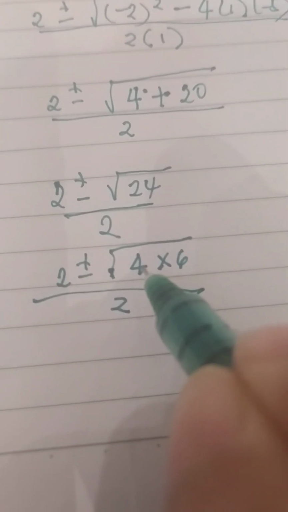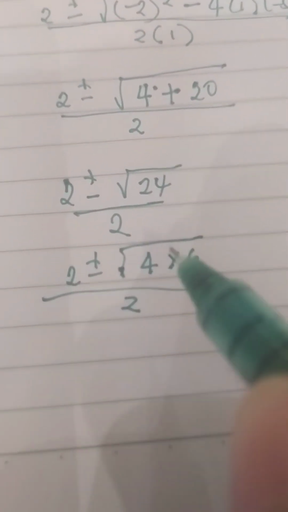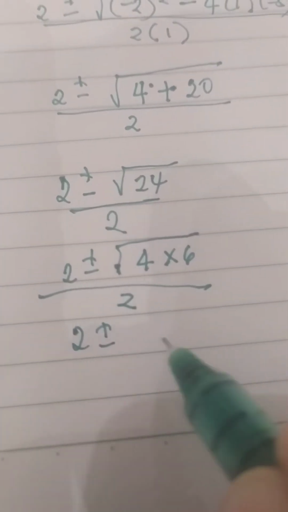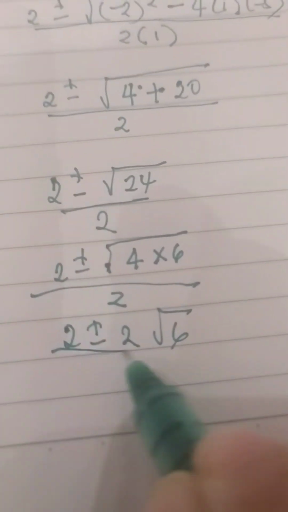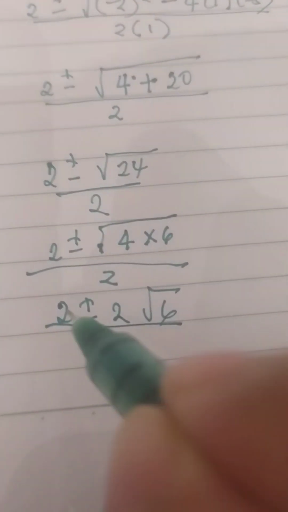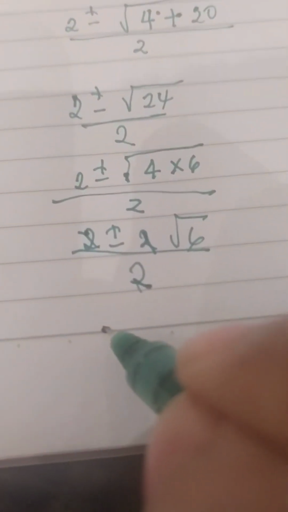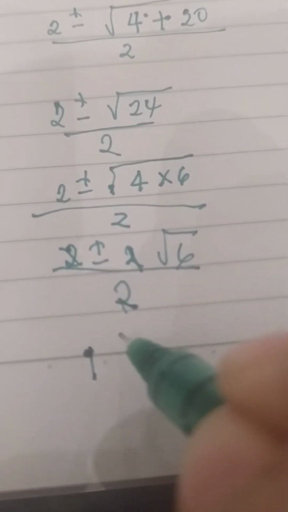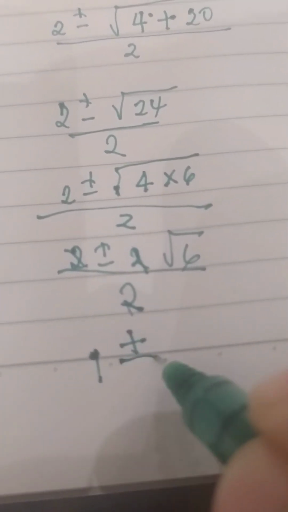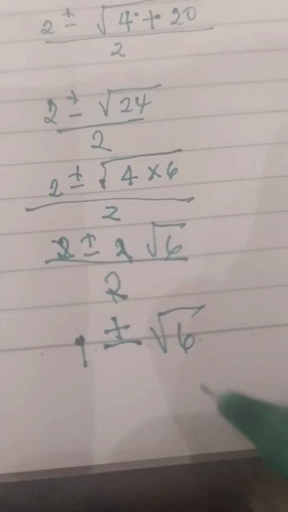Now we can take this out. We can get the square root of 4. So we're going to have 2 plus or minus 2 square root of 6 over 2. Now these 2s cancel out. So our final result will be 1 plus or minus the square root of 6.